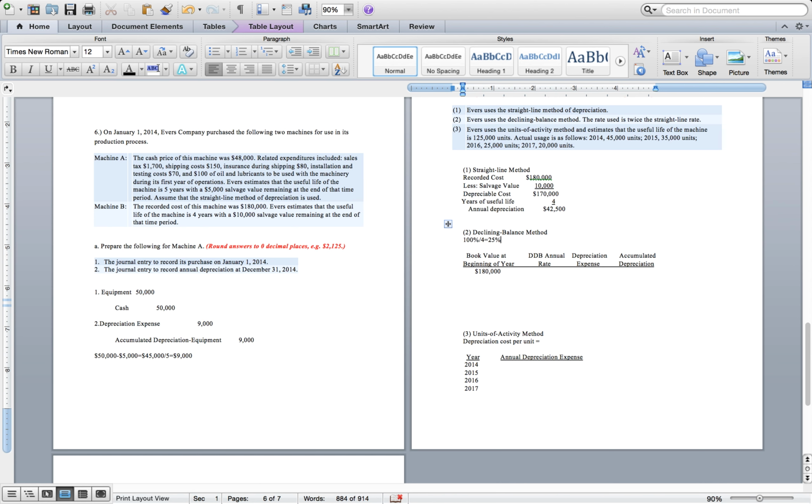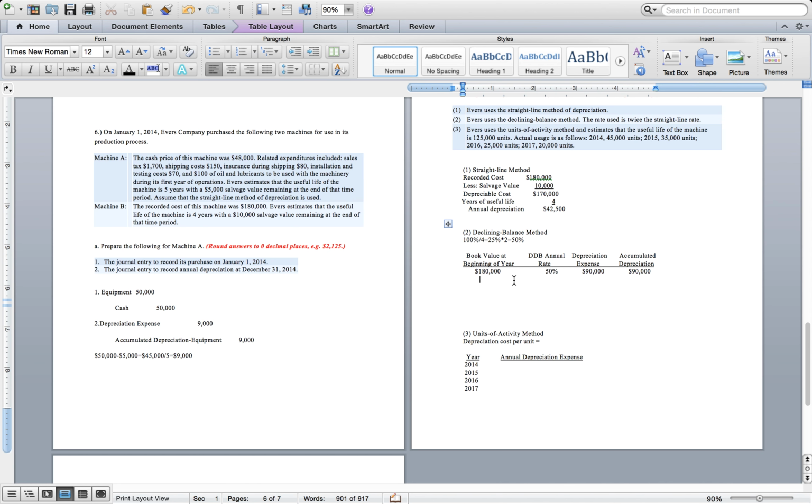But because it's declining balance, we double it. So we multiply that by 2. So the double declining rate is going to be 50%. Okay, so right here it will be 50%. Okay, the first year is first. We take 50% of 180,000, which would be 90,000. And for the first year, our accumulated depreciation will be the same because we only had 1 year, so it's going to be $90,000.